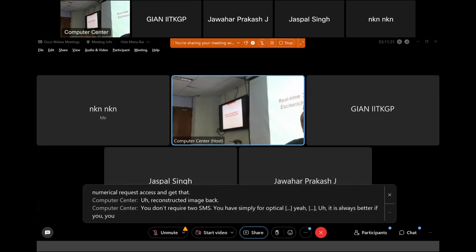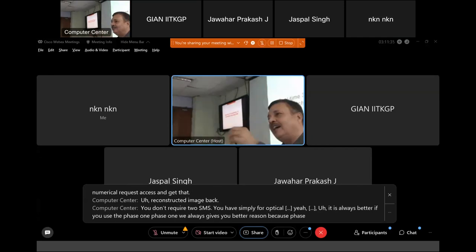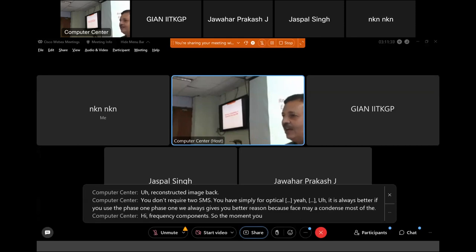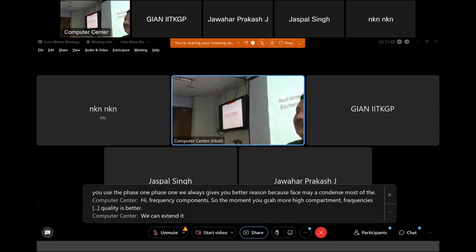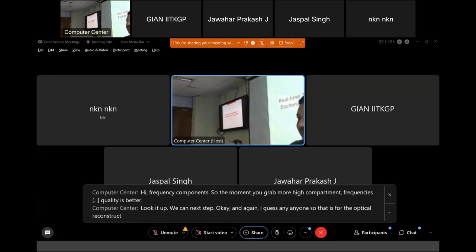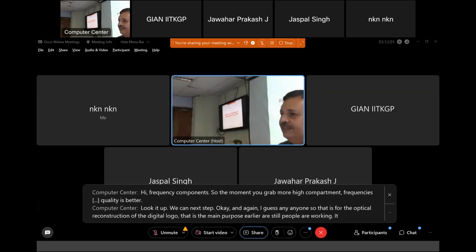Phase only always gives you a better result, because phase contains most of the high frequency components. The moment you grab more high frequency components, the reconstruction quality is better. From the same hologram, we can extract phase only and amplitude, and we can reconstruct it using either one. That is for the optical reconstruction of the digital hologram, which is the main purpose for people working on 3D television and 3D displays.